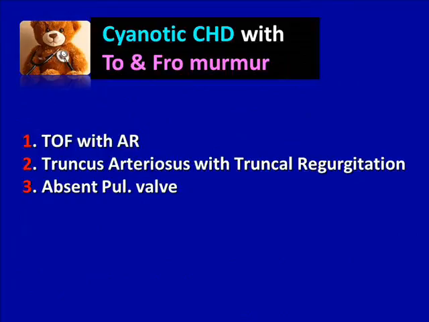Now another case could be there with the cyanotic congenital heart disease with a to and fro murmur, and this occurs in TOF with AR, also in truncus arteriosus with truncal regurgitation, and in an absent pulmonary valve patient.